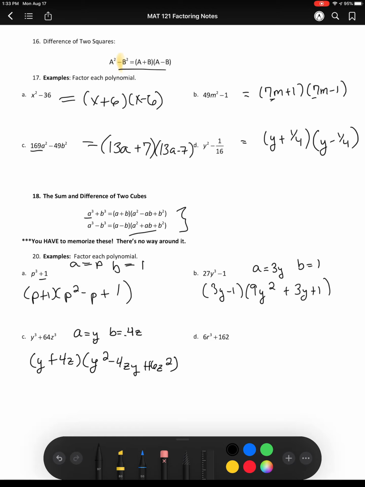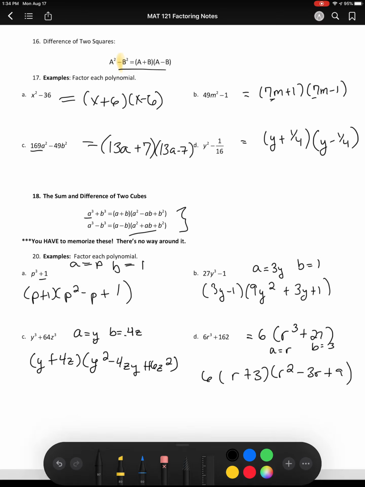Last one, 6r cubed plus 162. Factor out the 6 first, so we end up with r cubed plus 27, because with the 6 there, it's not a sum of two cubes. Now a is r and b is 3. So we have the 6 on the outside, then r plus 3 times r squared minus 3r plus 9. Okay.